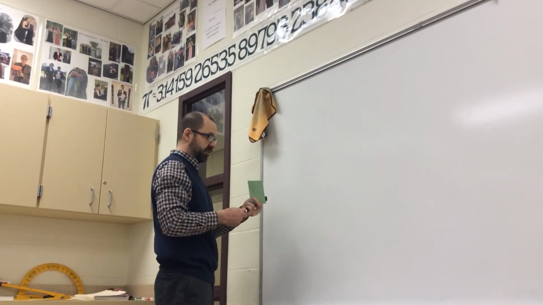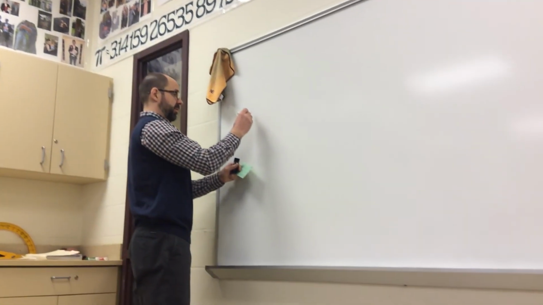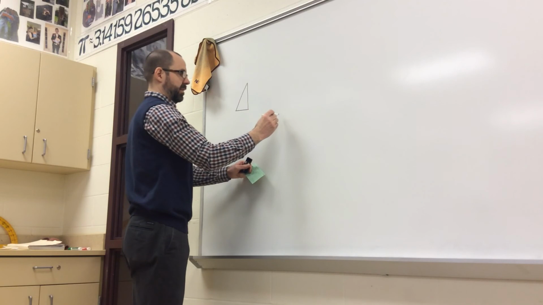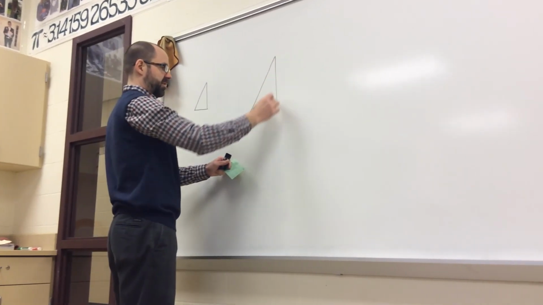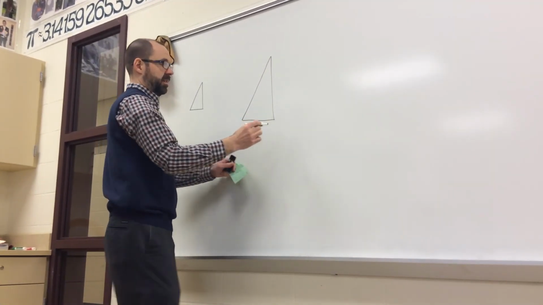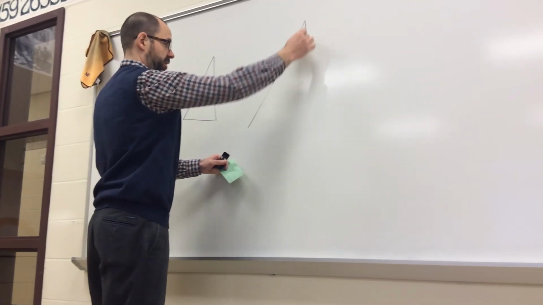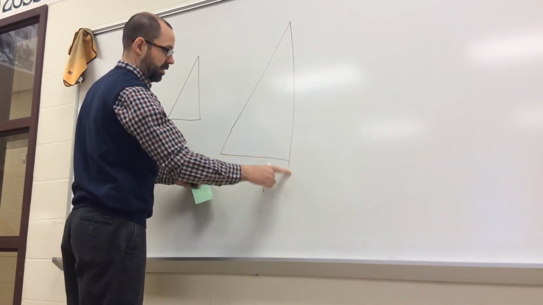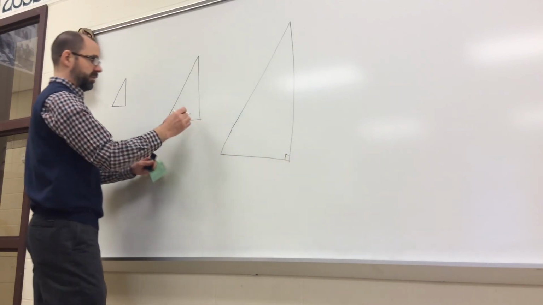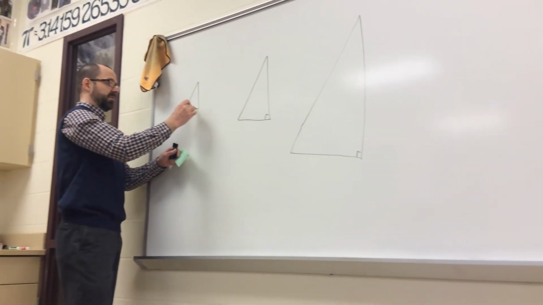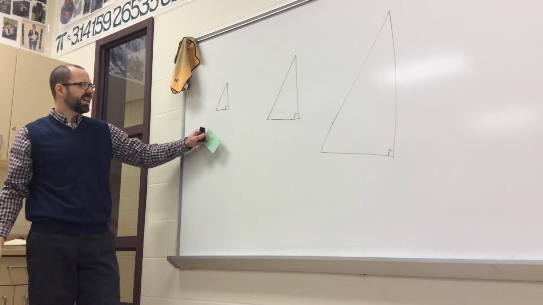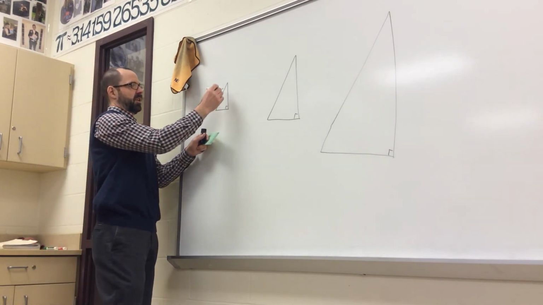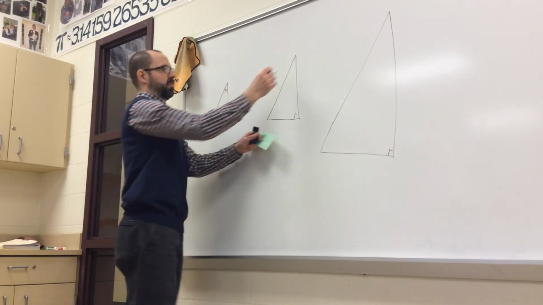So we've been talking about triangles. So here I'm going to draw a mini version of a triangle, a medium-sized version of a triangle, and then an enlarged version of a triangle. So let's say all of these are right triangles, so they all have 90-degree angles. And let's also say that they all have a 20-degree angle as well.